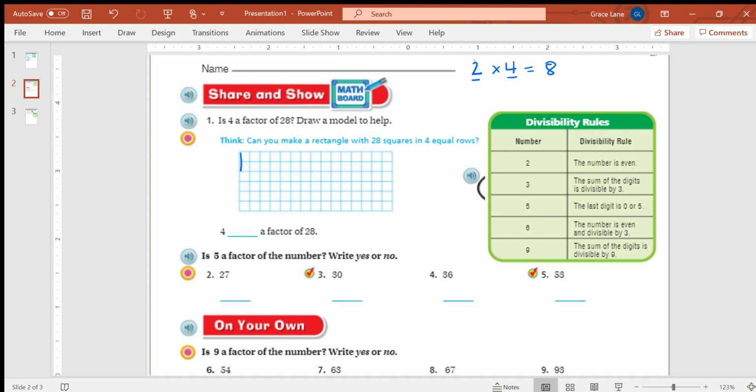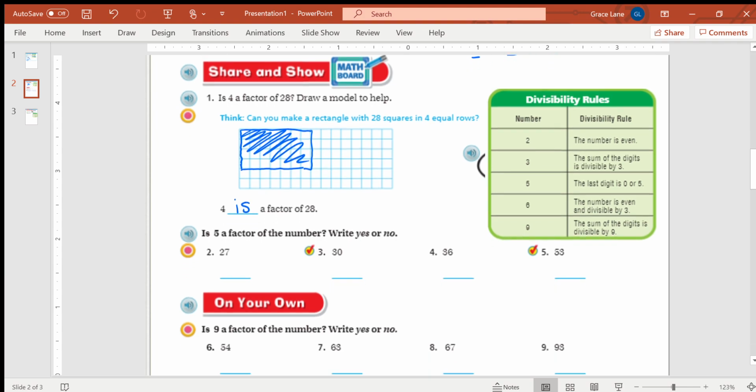If you think about it, if you did 4 equal rows, how many would you need across to equal 28? If you know your basic fact, that 4 times 7 is 28, you would know that 4 is a factor of 28. So again, factors are just the numbers that are being multiplied together to equal the answer for the product. And so 4 is a factor. So for 4, since there wasn't a shortcut, I just used my basic facts.